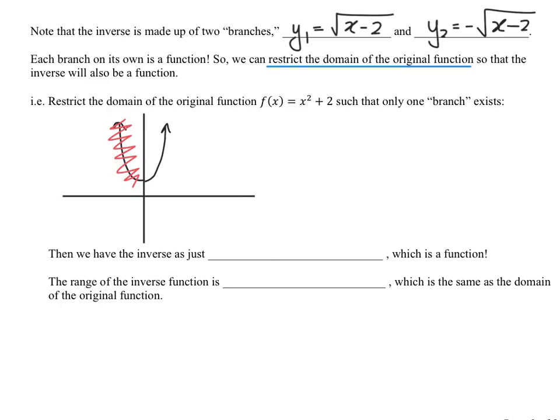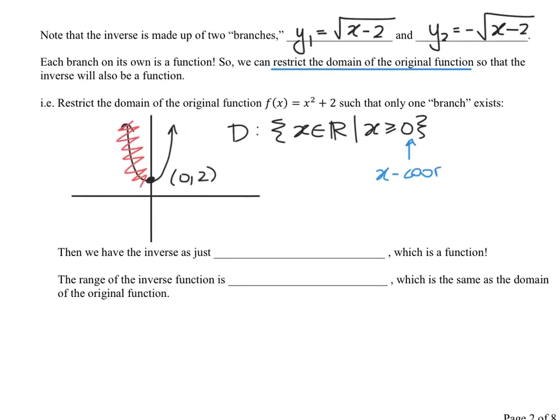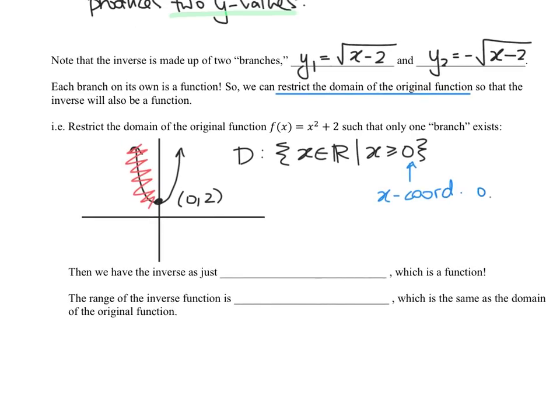So in order to do that, I'm going to restrict the domain of my parabola so that it's any real number greater than or equal to 0. Now, why did I choose 0? I chose 0 because that is my x coordinate of the vertex. Okay, so that essentially guarantees that I only have the right arm of the parabola left.